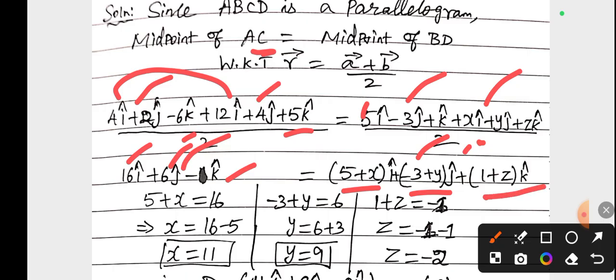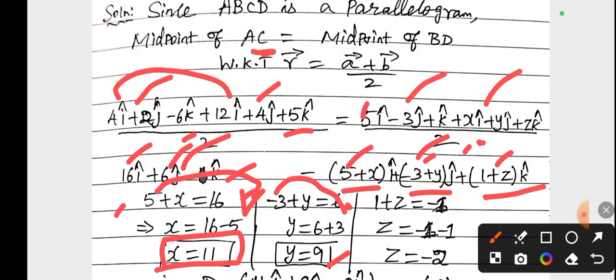Equate the i cap. Here the i cap is 5 plus x, and the i cap coefficient is 16. Plus 5 goes outside now, children, so minus 5: 16 minus 5 is 11. In the same way here, minus 3 plus 5 is equal to 6. Minus 3 goes outside now, plus 3, so 6 plus 3 is 9.